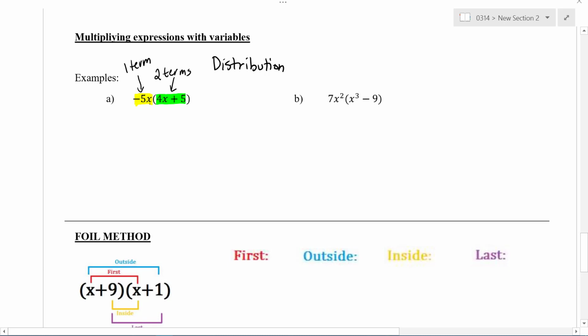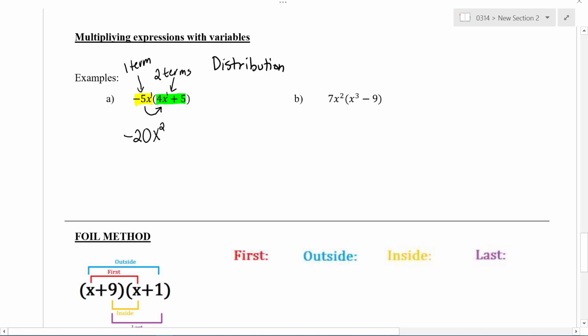Okay. So if I want to multiply a one-term thing times a two-term thing that's contained inside of the parentheses, we're going to use what we call distribution. Distribution means that you are going to distribute the multiplication into the parentheses. So I'm going to multiply negative 5x times a positive 4x. So that gives me negative 20, and then x times x, we're going to write that using exponents. That's 1x here, 1x here, I get x squared.